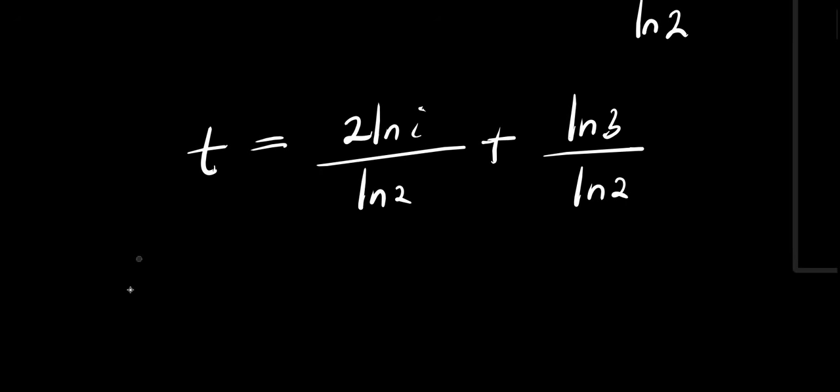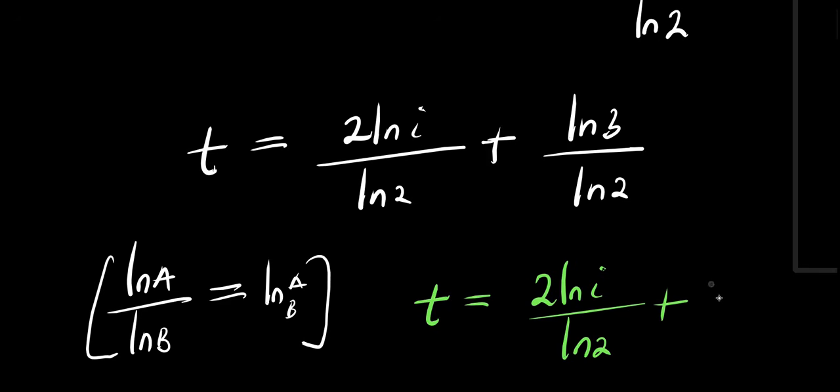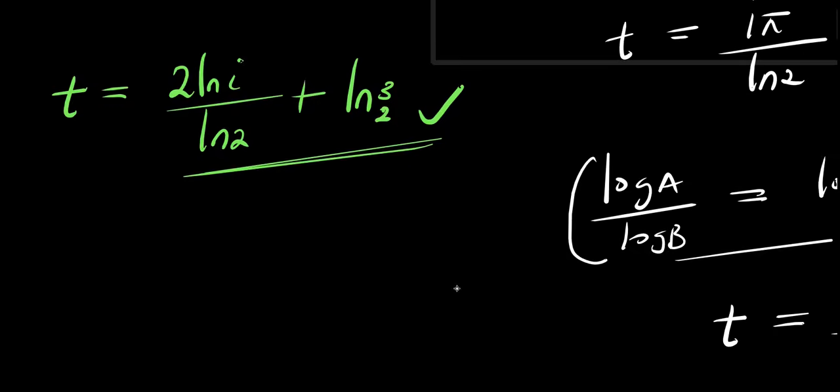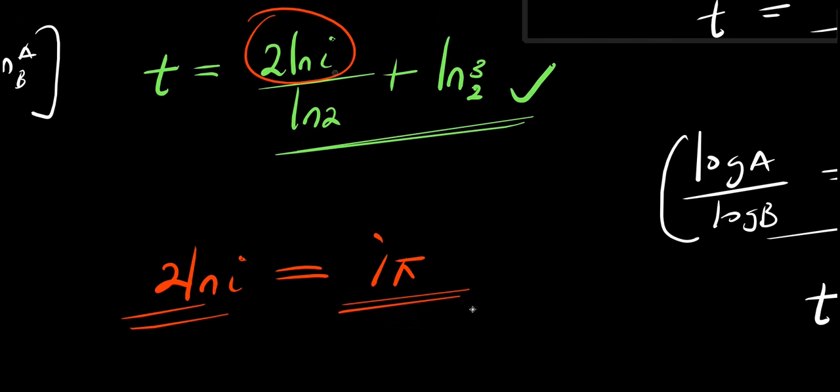Then don't forget, natural log of a divided by natural log of b equals natural log of a to the base of b. Meaning that t equals 2 times natural log of i divided by natural log of 2 plus natural log of 3 to the base of 2. Now, this is our solution. What did you get in your own solution? And don't forget, 2 times natural log of i is the same thing as i times pi. This is here in the solution.